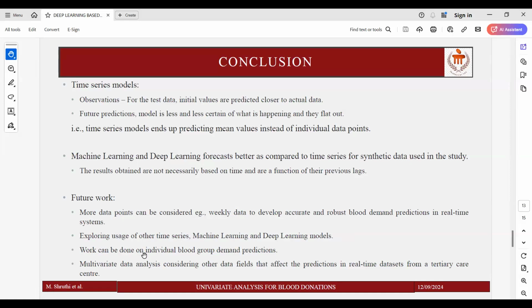Here I have considered all the blood groups and plotted the frequency. But based on the demand for an individual blood group, the work can also be done. And multivariate data analysis can be done.